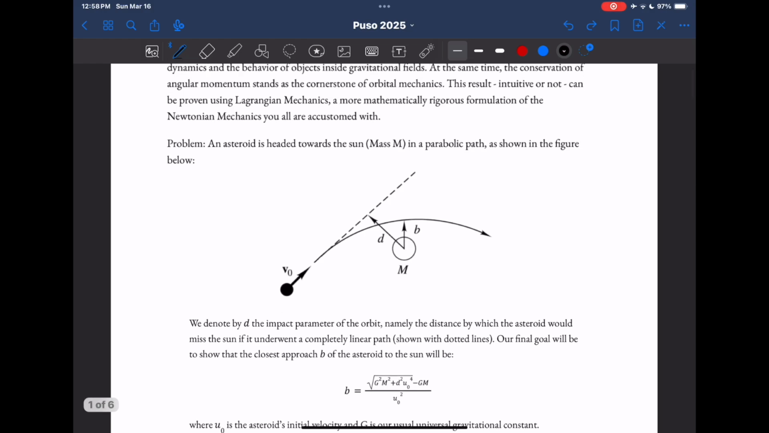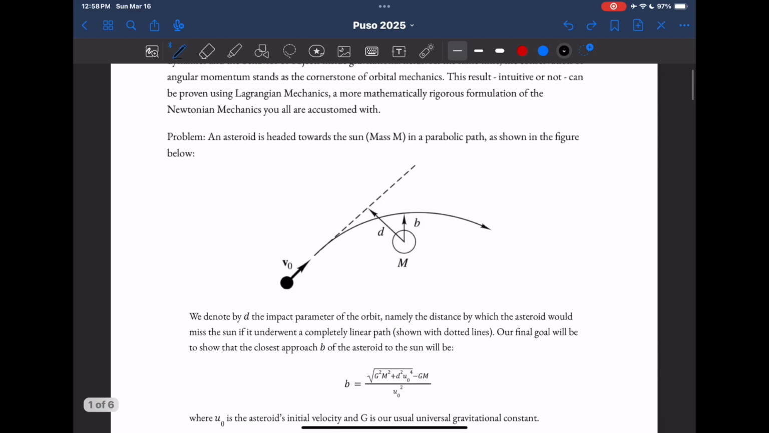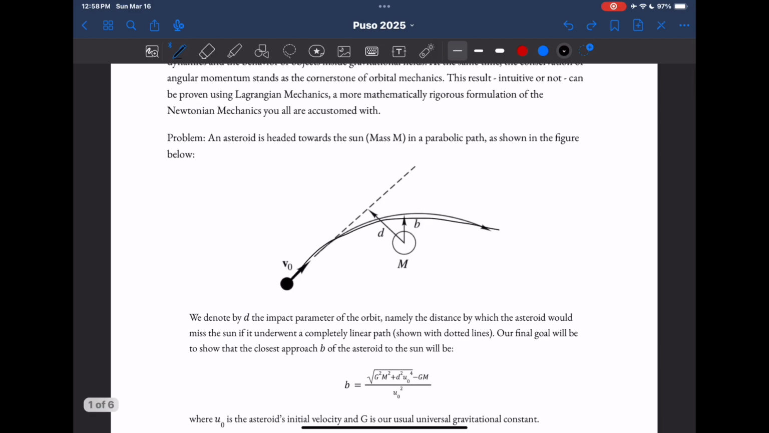So first thing we're going to do is maybe understand the question a little bit. Here is our asteroid with some initial velocity v naught headed off in this direction, and if there was no mass, it would just go like this forever. But because we have a mass and we have a gravitational force, it's going to change the path of this asteroid to follow this curved path right here.